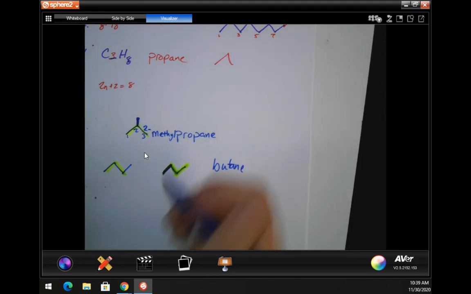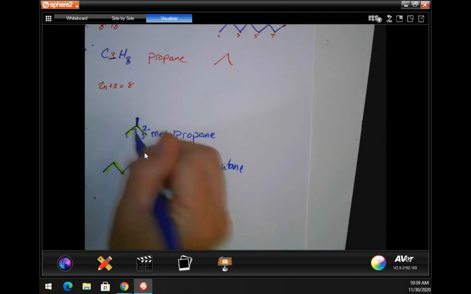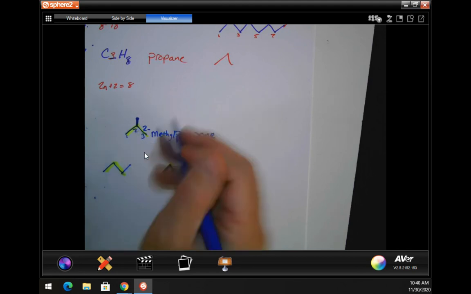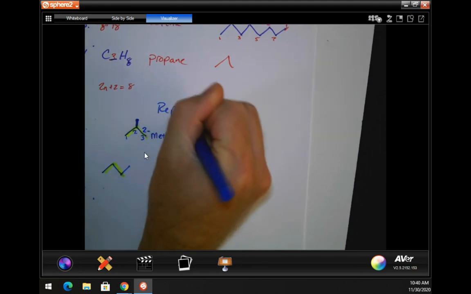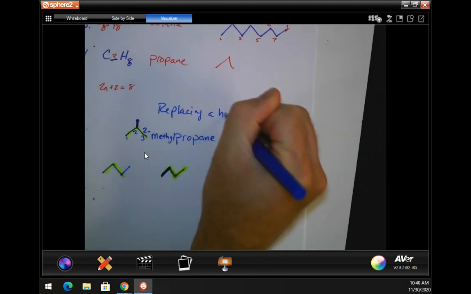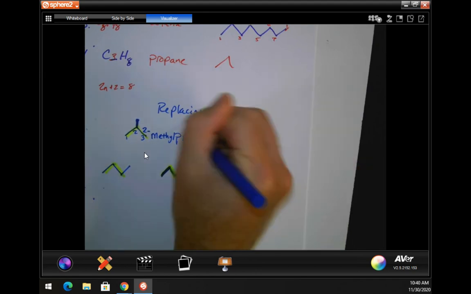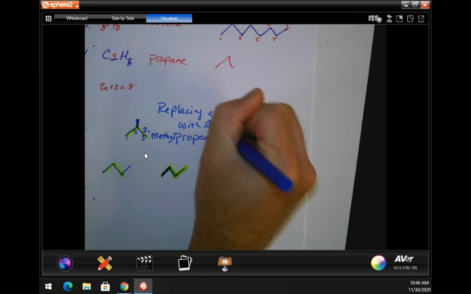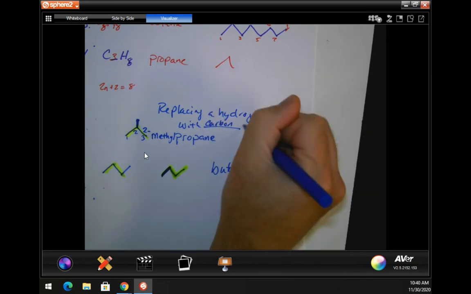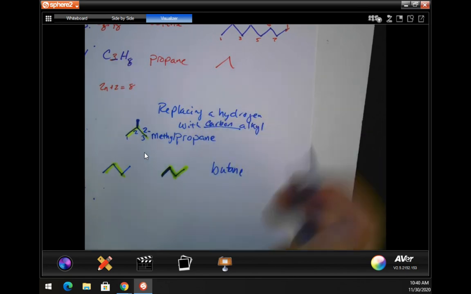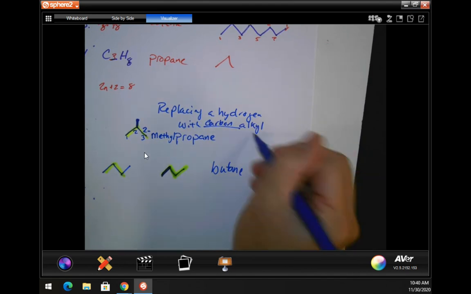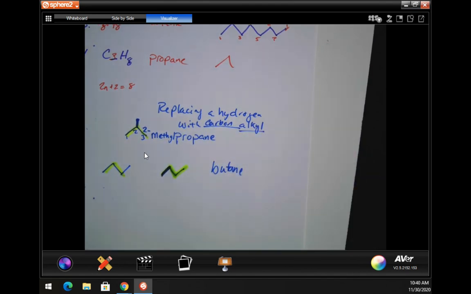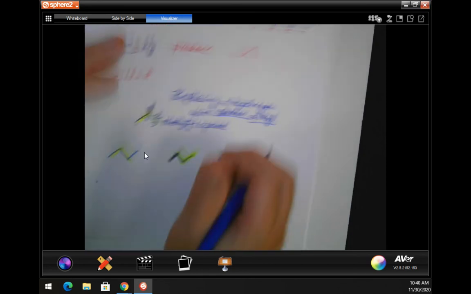So in order to get a functional group, it's called a functional group. Functional groups replace a hydrogen with something. In this case, it's a carbon, and it's what's called an alkyl group. Alkyl groups are just alkanes that hang off of a bigger alkane. All right? Like this.